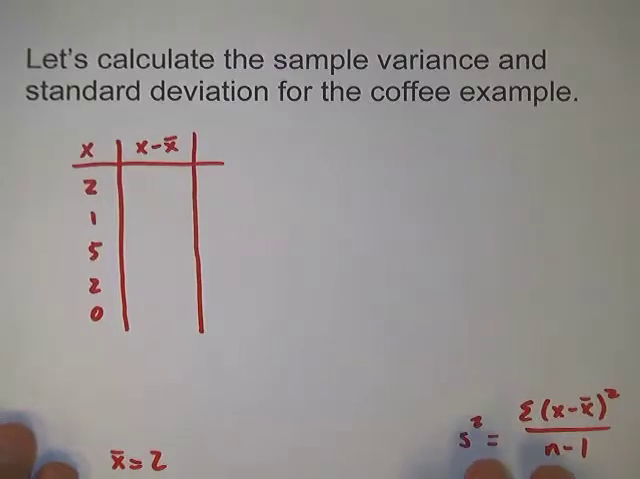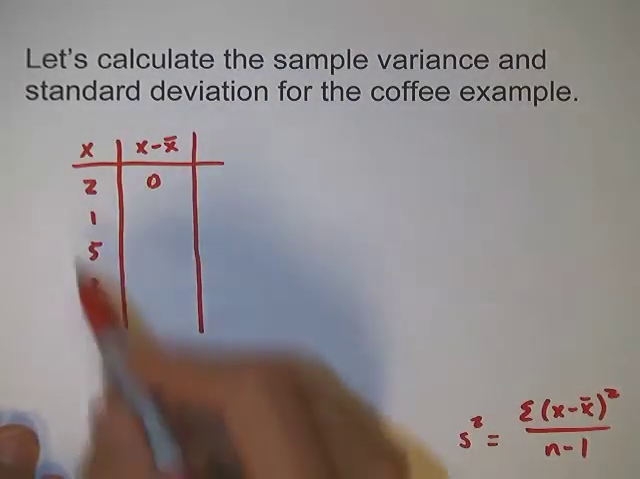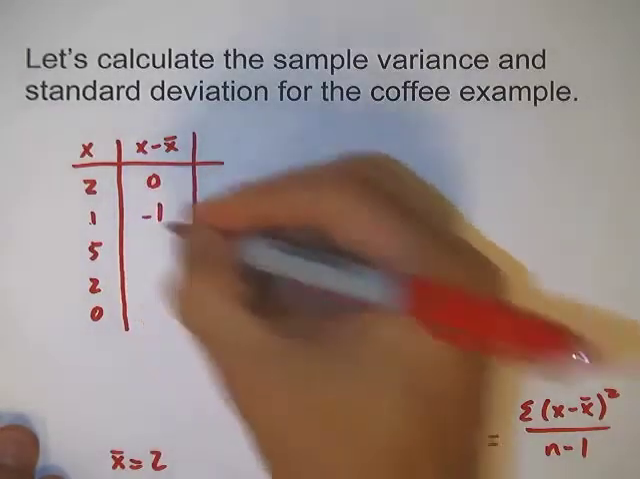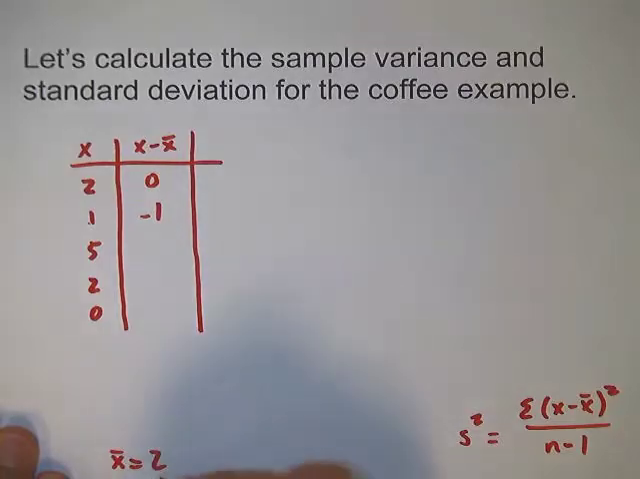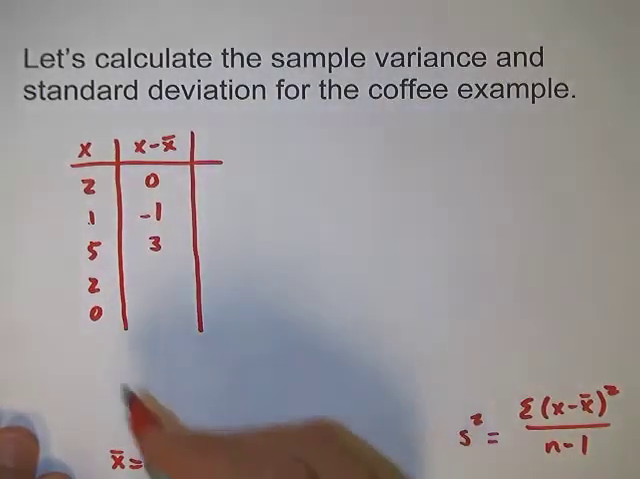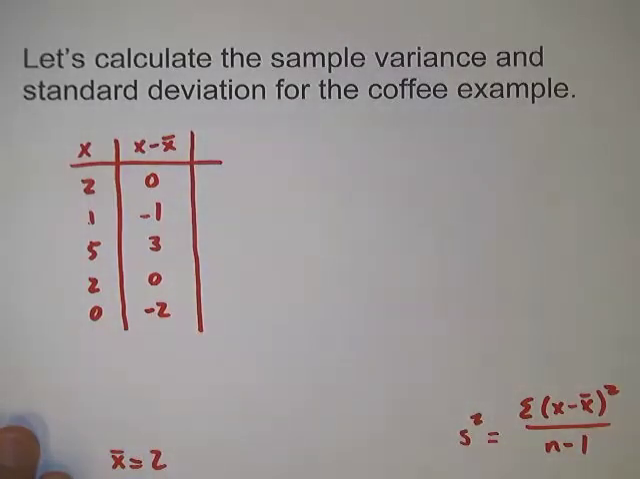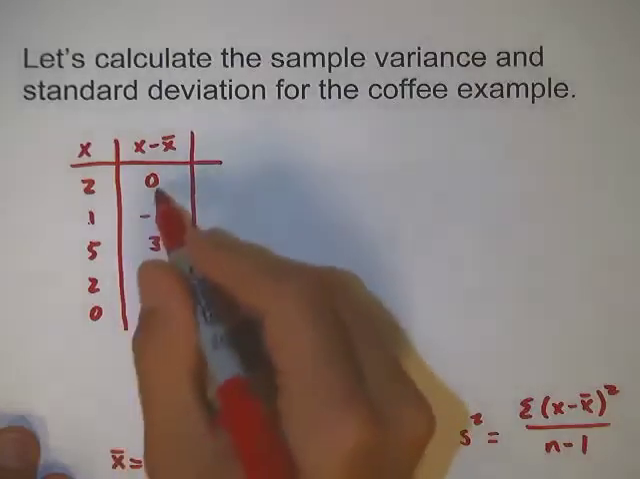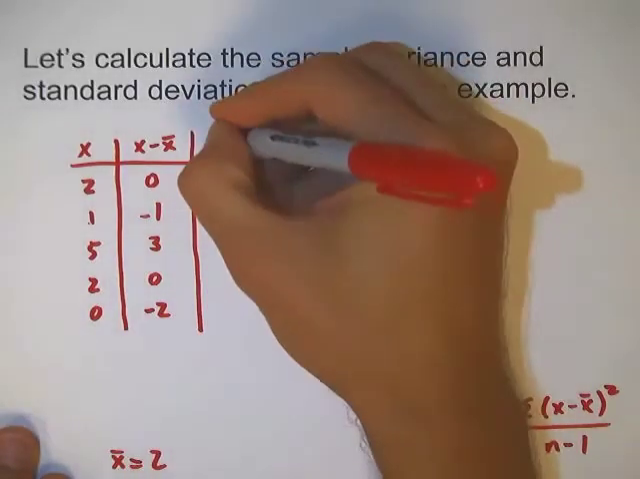So 2 minus 2 is 0. 1 minus 2 was negative 1. These are the same values we had on our dot plot. 5 minus 2, positive 3. 2 minus 2 is 0. 0 minus 2 is negative 2. Okay, so that's basically all of our deviations. But we don't just want our deviations, because if we added all those up, that gives me 0. We want our squared deviations.